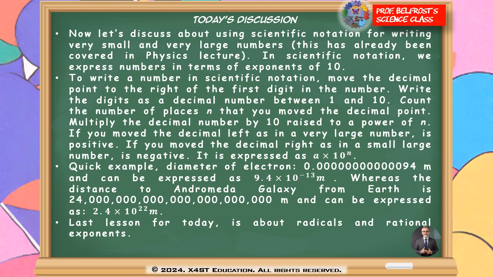Okay, whereas the distance of Earth to Andromeda galaxy is 24 followed by seven groups of 1,000 meters, and this can be expressed as 2.4 times 10 to the 22 meters. Very simple. So the last lesson for today is about radicals and rational exponents.